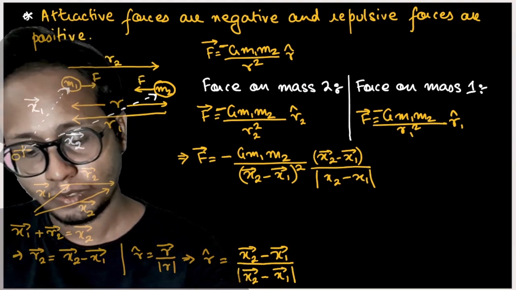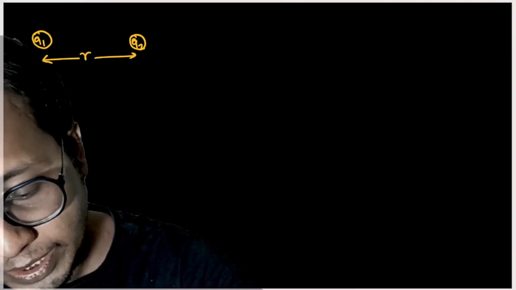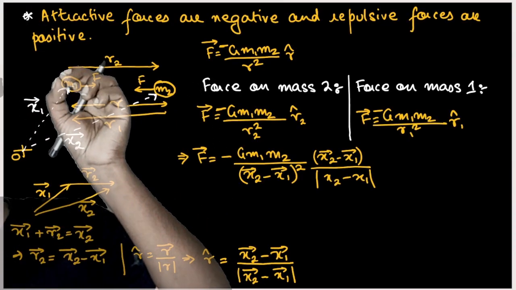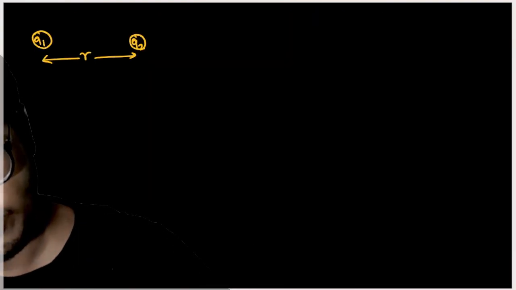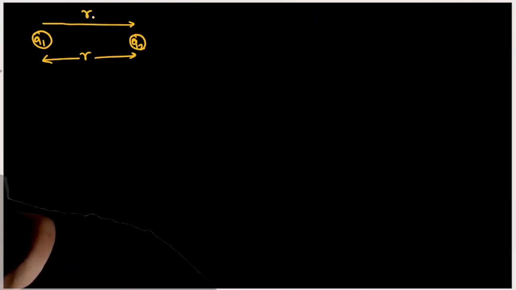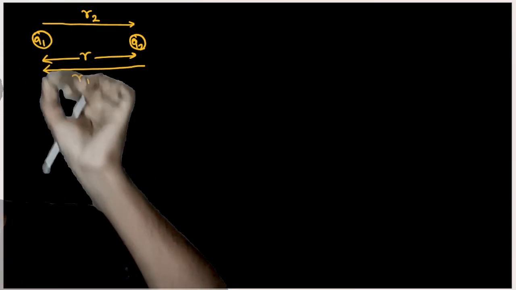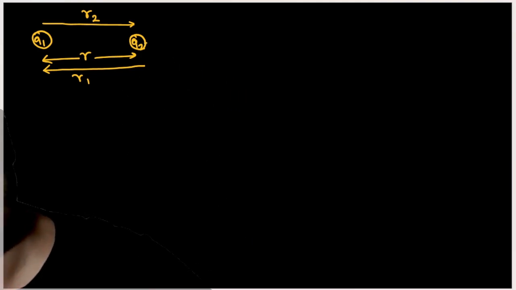So similarly, when I apply the same concept to electrostatics, suppose two charges are there, Q1 and Q2, separated by distance r. For Q2, the direction of the r vector would be from Q1 to Q2, isn't it? Similarly, for Q1, this would be the direction of R1, isn't it? Now, if Q1 and Q2 are both positive, the force here would be in this direction, and the force here would be in this direction.